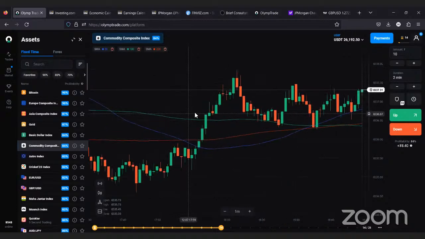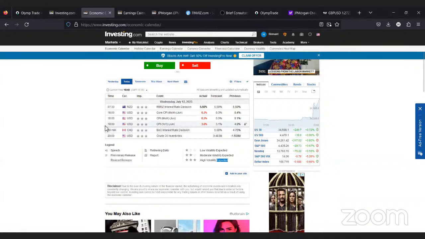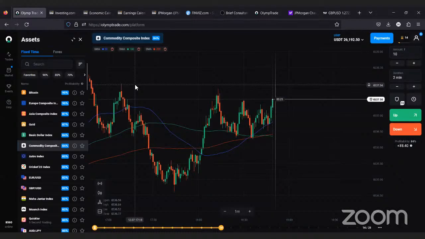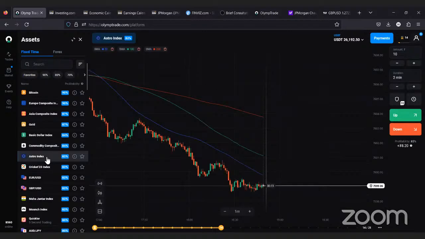Right now, the market is actually not good. Why is the market not good? Because we already had one of the biggest data releases. And after 40 minutes, we also have one of the biggest news events in the market, the Bank of Canada interest rate decision, which is going to influence at least the Canadian dollar. And then we have crude oil inventories, which is going to influence the price of crude and Brent. So what we need to do is find a signal.